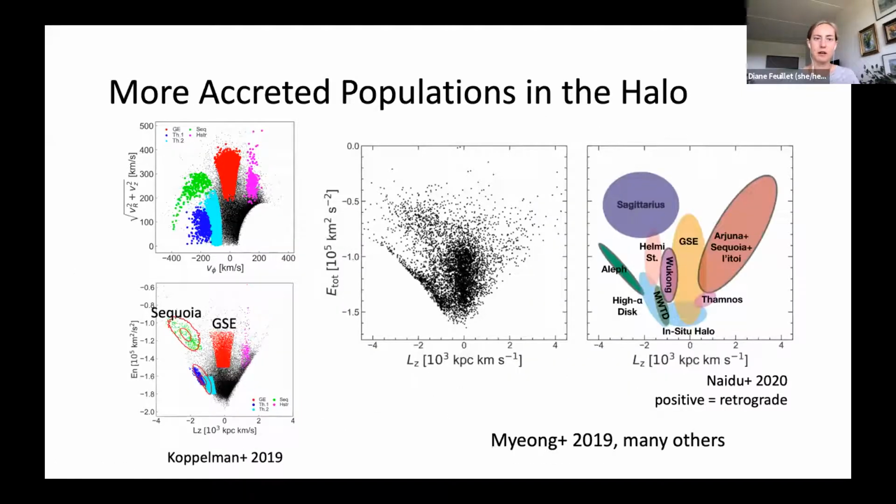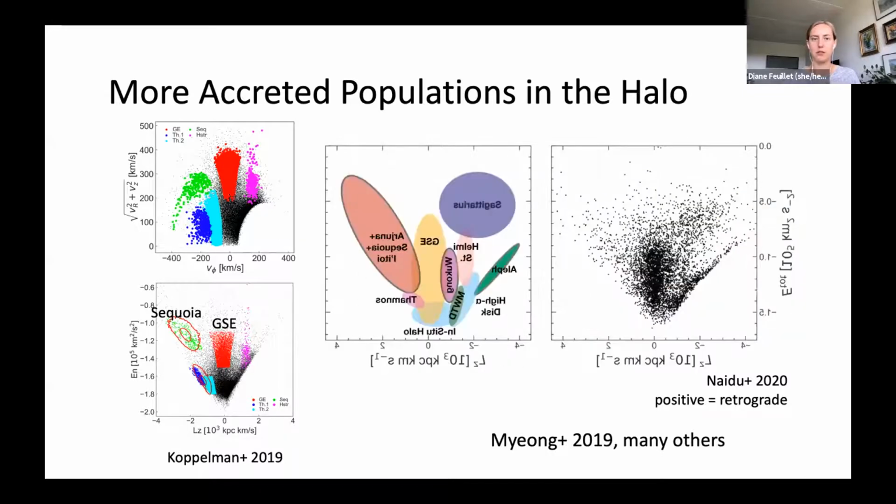And since then, there have been several papers identifying increasingly more populations that are likely to be accreted in the Milky Way halo. I'm just gonna flip this figure on the right for you so that these axes are saying the same thing now, but as you can see, there's been a lot of new populations identified, and so I'm basically just going to focus on Sequoia, which is a high energy retrograde population, and the Gaia-Sausage-Enceladus.